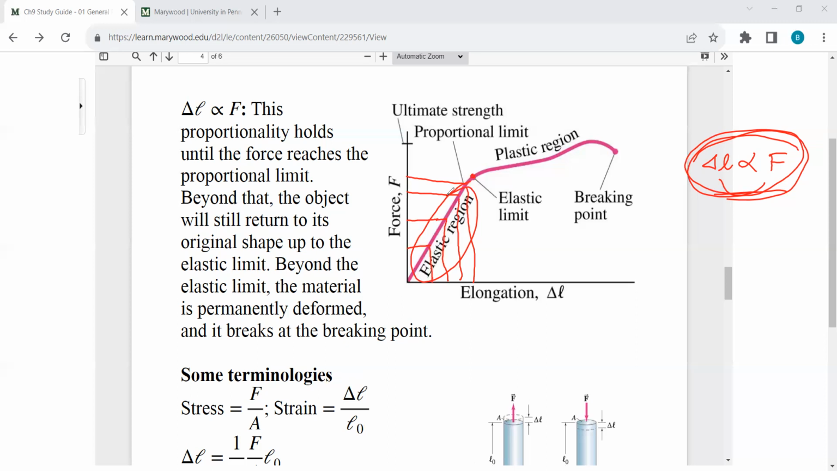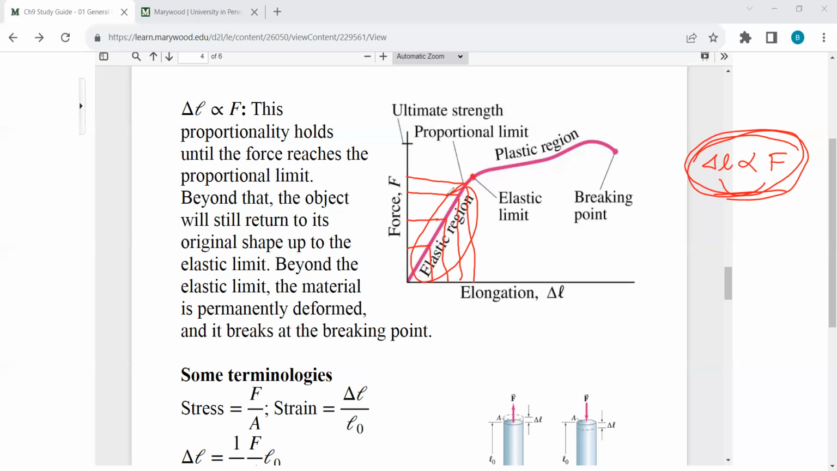After that it is extended. When you apply more force, it will extend more, but it will not go back to its equilibrium position. At this point, it behaves like a plastic bag. You know that when you pull a plastic bag, it extends, but when you remove the force, it will not go back to its original position. The object behaves exactly the same way, so that's why we call it the plastic region.